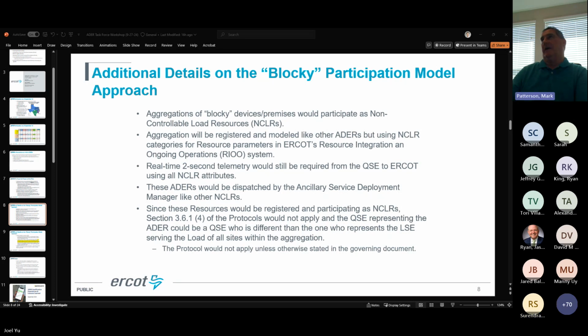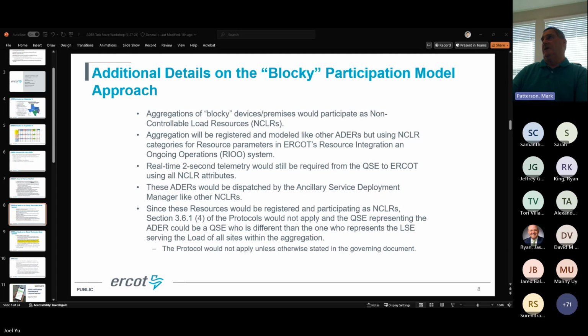Right. No, it'll be an aggregate of all the devices and sites that make up the resource. And the point on the QSE can be different. How is that then addressing the money? I don't know how to say it. The SCED, what is the word? The reason why we couldn't implement loads in SCED, the payment, money transfer, how is that addressed here?